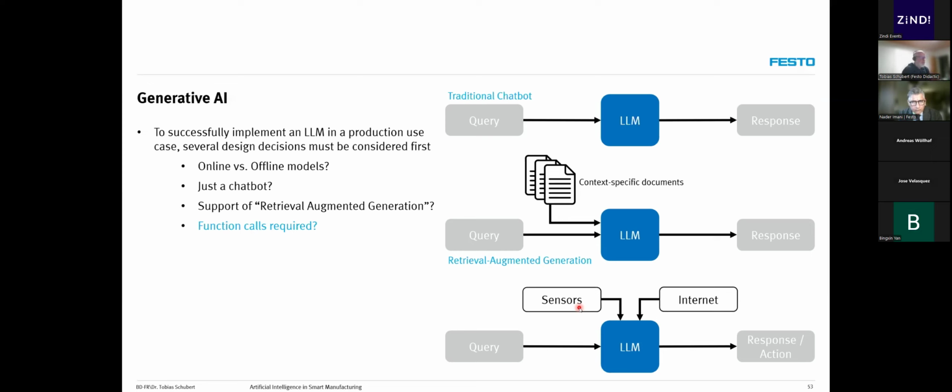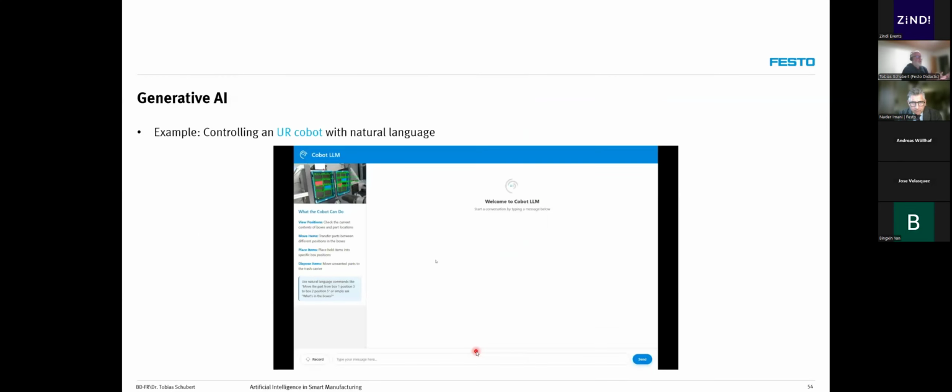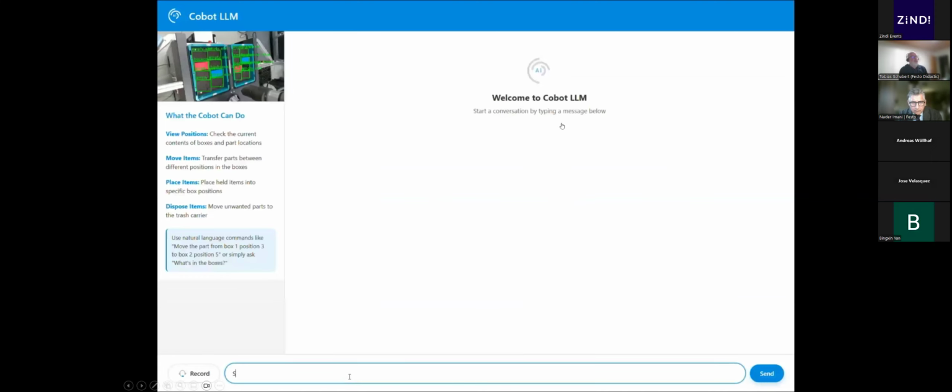On the other way around, function calls can also mean you initiate an action. So for example, the query is, like you've seen before, put any waste to trash or something like that. And that's what we also did for our robot. So we combined it with a local large language model. You can type your prompt, but you can also record it via microphone.